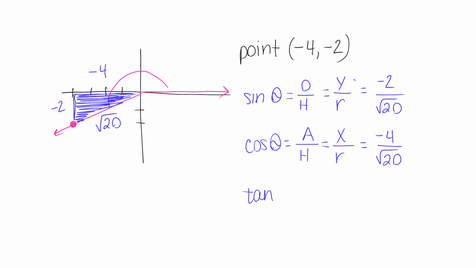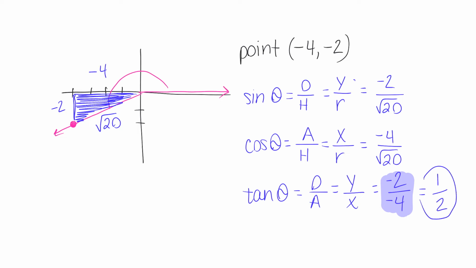And then our tangent, this is the one you have to be careful on, is opposite over adjacent, which is y over x, which is -2 over -4. Now, look really carefully at that guy. What's a negative divided by a negative? Positive. What's 2 divided by 4? Half. Okay? So a negative divided by a negative is going to give you a positive. Don't let that trip you up.